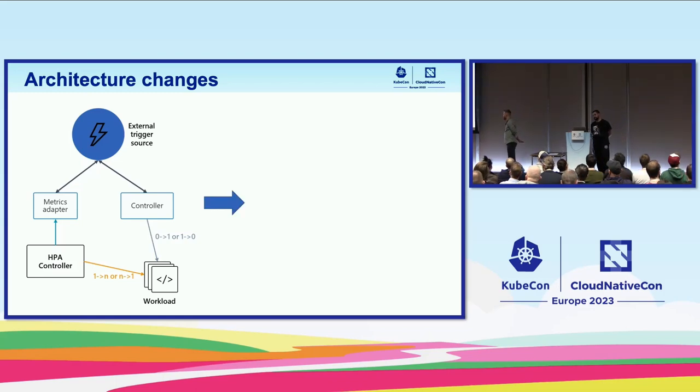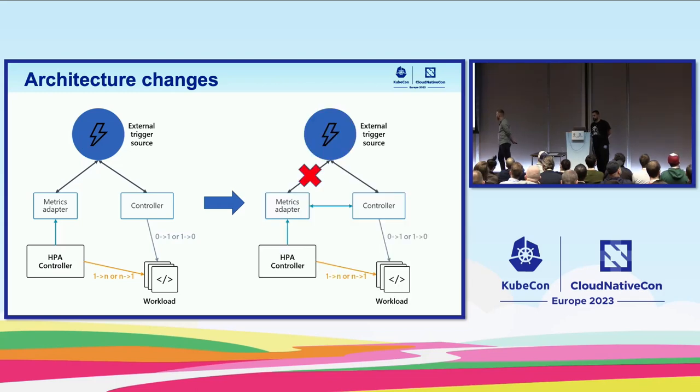We changed this architecture a little bit, so voila. We just opened one connection from the controller, and we moved the majority of the logic from the metrics adapter. So this metrics adapter is really just, let's say, a proxy to talk to Kubernetes, and we do the majority of the stuff from the KEDA operator.